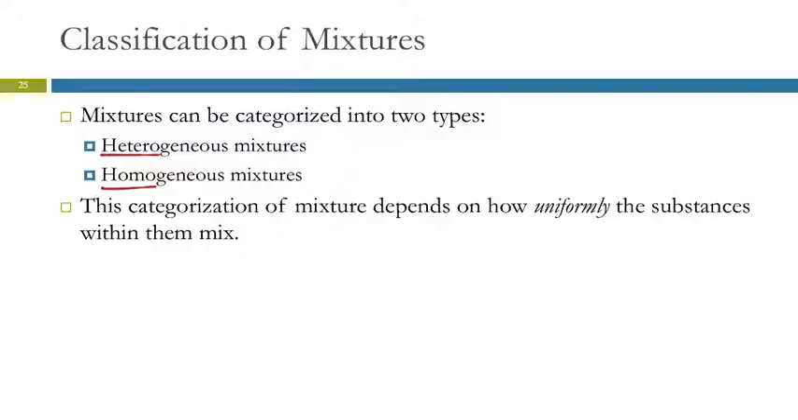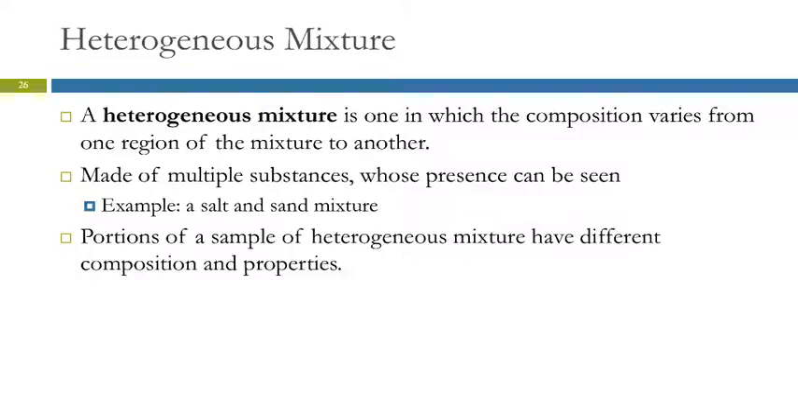Do they mix very well? It's homogeneous. It's the same throughout. Or do they just kind of clump together and you can see there's obviously two things mixed together. That's heterogeneous. An example of a heterogeneous mixture would be salt and sand. Mix salt and sand together. You can stir it all you want. You look at it. You can see the salt crystals and the sand grains, right? They're not going to mix intimately.